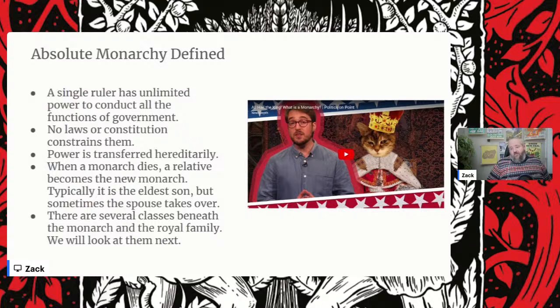Typically, it is the eldest son, but sometimes the spouse takes over, or there are other rules, depending on the monarchy we're talking about. There are several classes beneath the monarch and the royal family. We will look at them next. I have a little side video here that just goes further to explore what it means to be a monarchy.